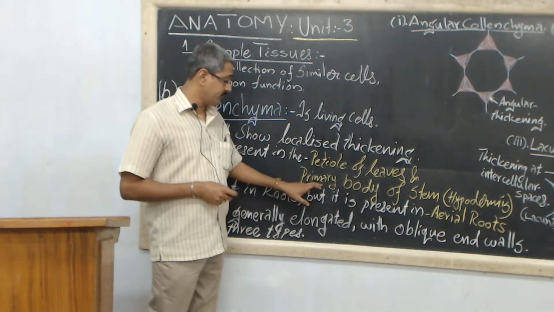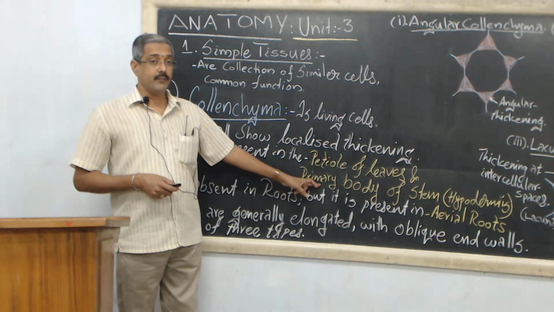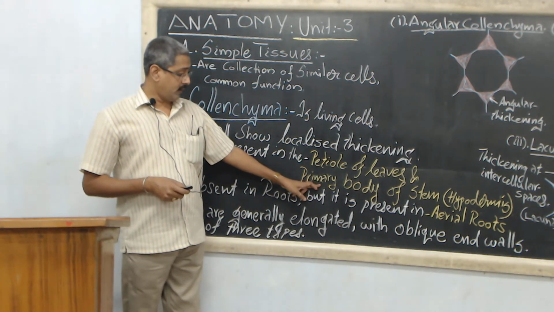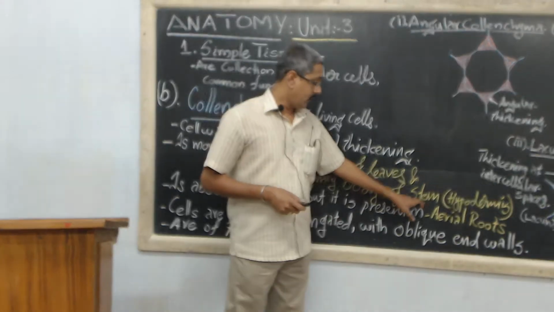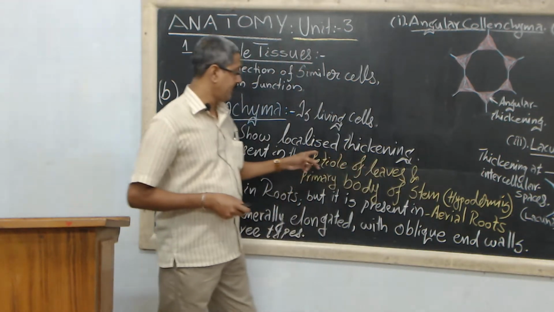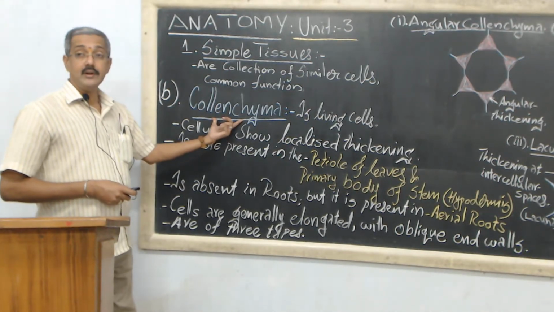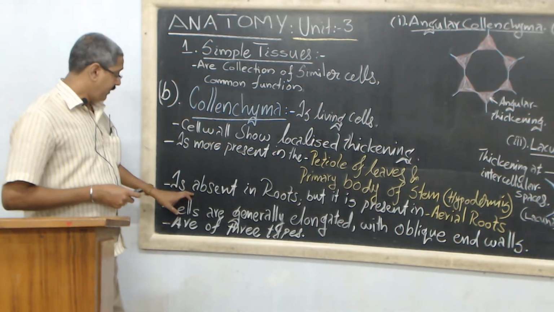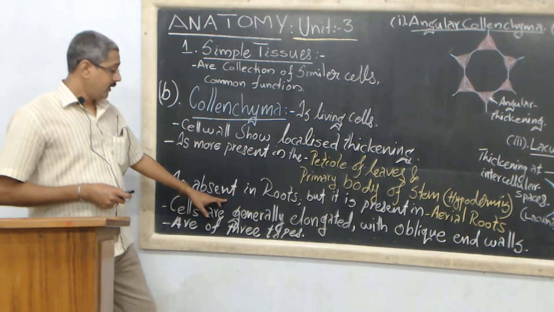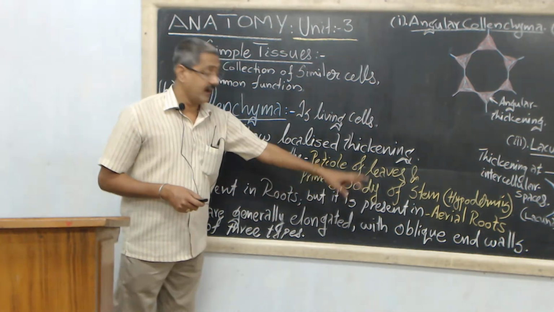What is primary body of stem? As the shoot development takes place, before secondary thickening, the stem shows the hypodermal differentiation, and in the hypodermis we can see the presence of these collenchyma cells. It is particularly absent in roots, but it is present in aerial root.